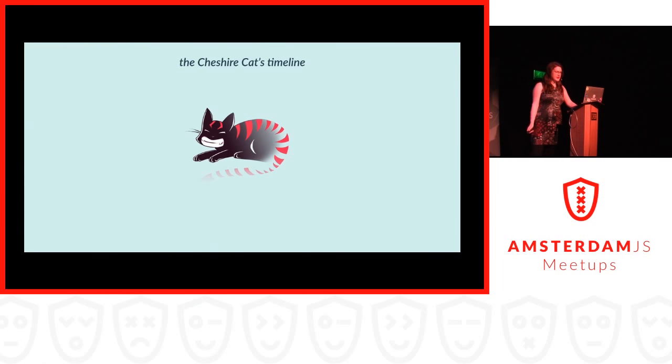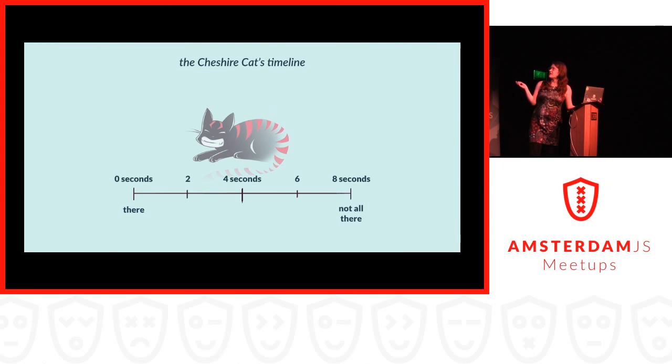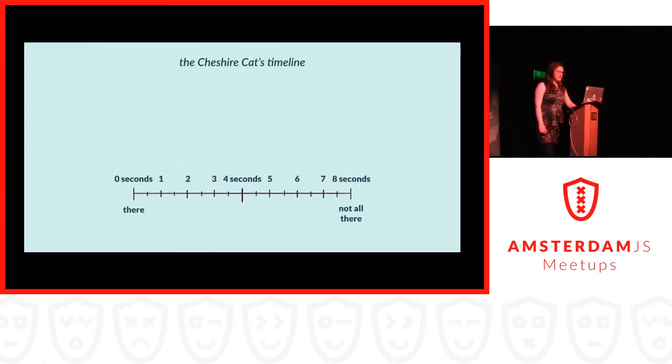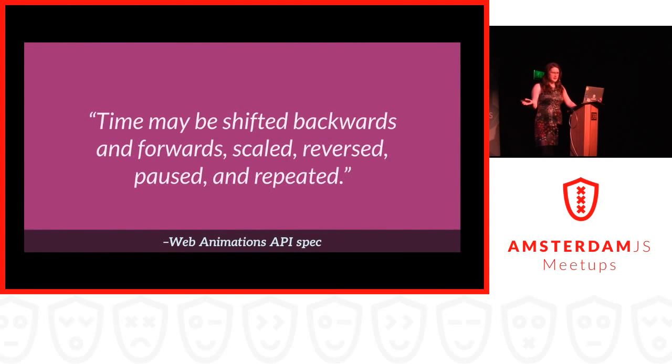So these durations, they create timelines. Let's use the example of the Cheshire Cat. He disappears in 8 seconds, right? So we've got this timeline. We set him up from 0 seconds to 8 seconds, going from there to not all there. The computer knows what he looks like at any given millisecond along this timeline, right? So you could be anywhere in there, and the computer would immediately know exactly how much of the Cheshire Cat to show. This is a very efficient kind of animation. So, fun thing about this, because we've got these timelines, time may be shifted backwards, forward, scaled, reversed, paused, repeated. It lets us do all these kinds of things. We call this stateless animation.